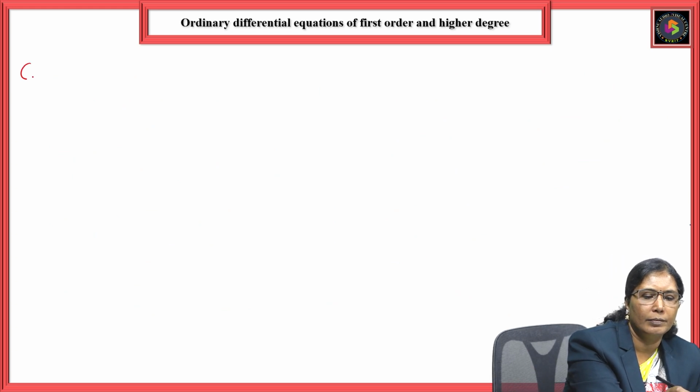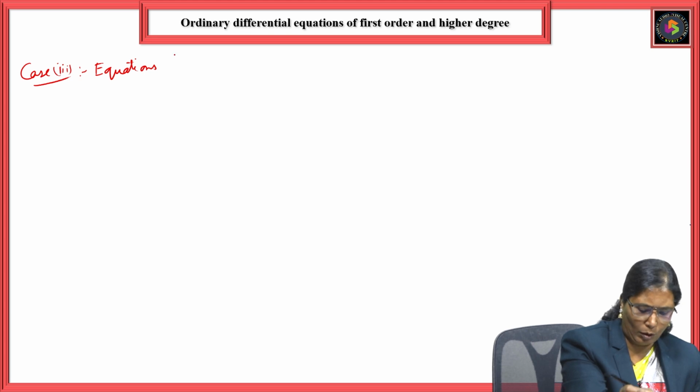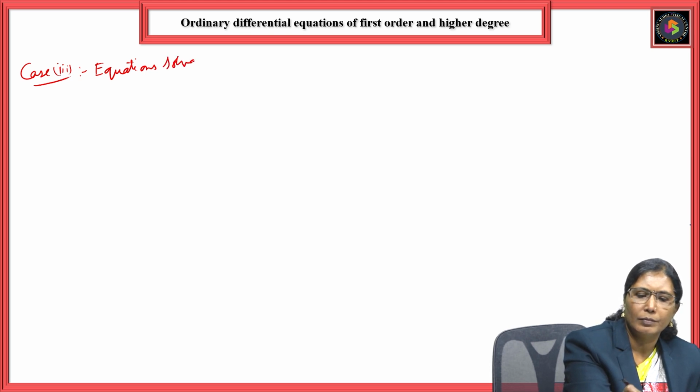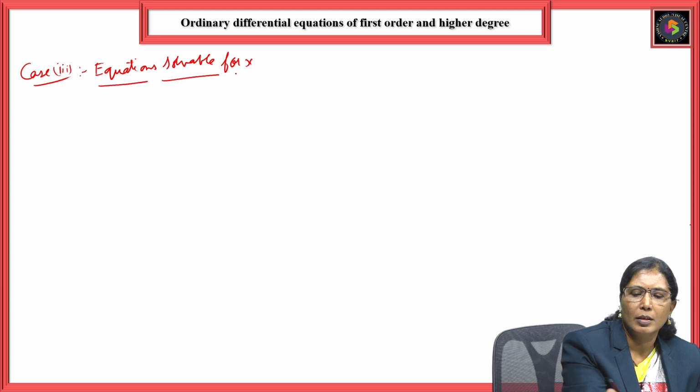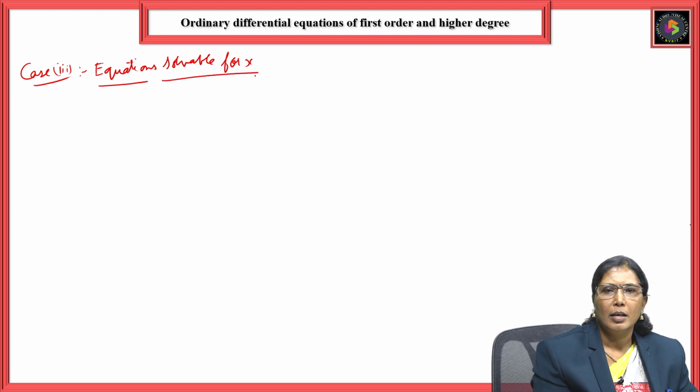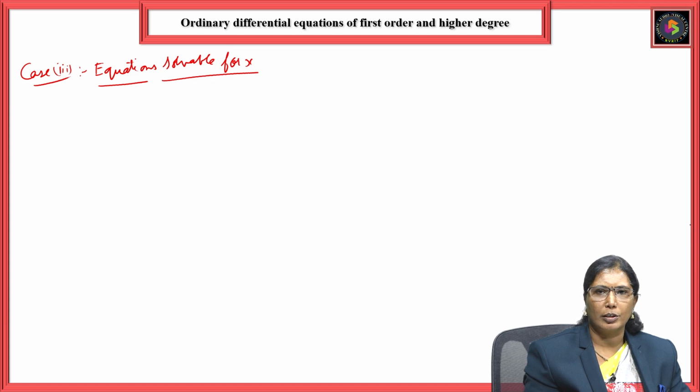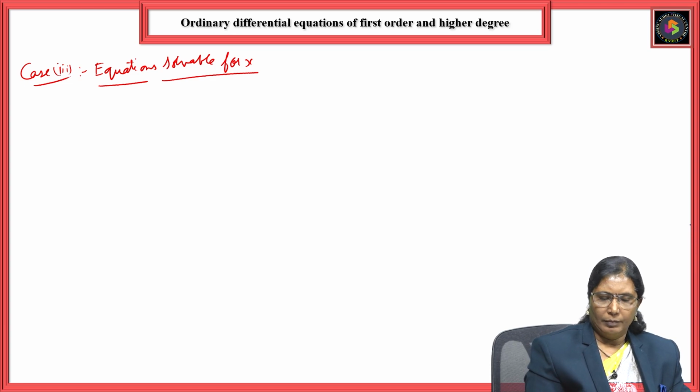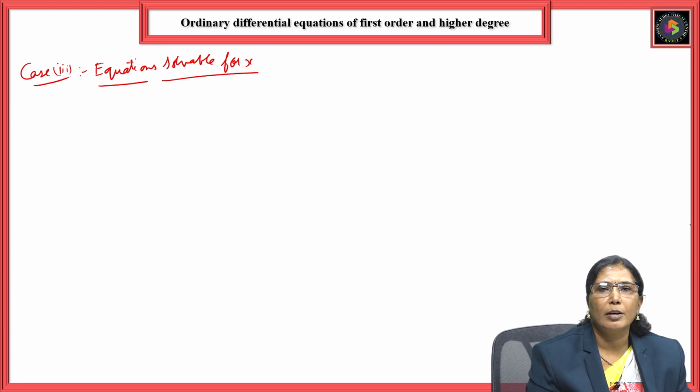Case 3. Equations solvable for x. If the given differential equation is solved for x, then we can write x in terms of y and p.